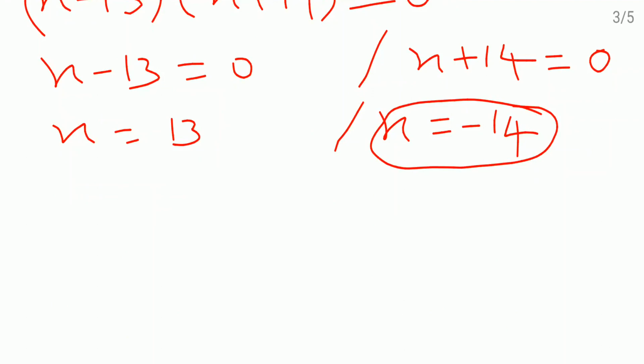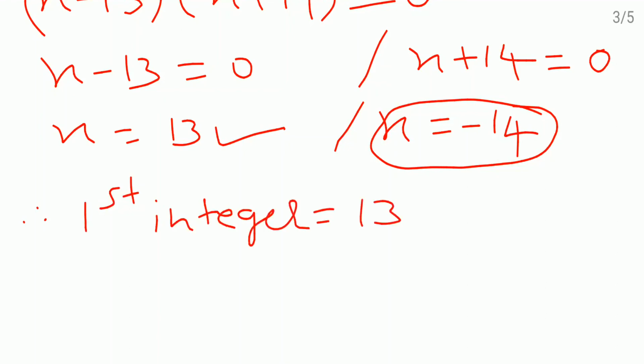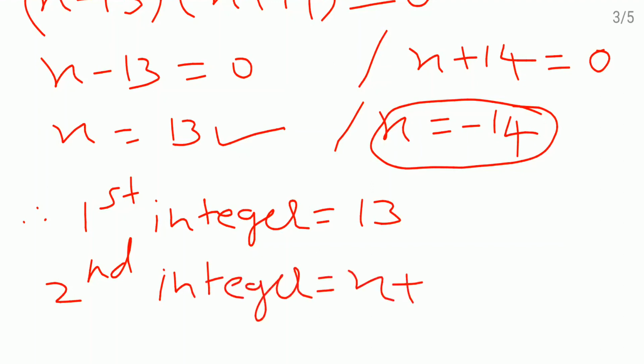So the first integer is 13 and next is x plus 1, it means that 14. So here I'll write down, therefore first integer is equal to 13 and second integer is equal to x plus 1, it means that 13 plus 1, which comes as 14, right? So these are the two integers. Let us go towards the another sum.